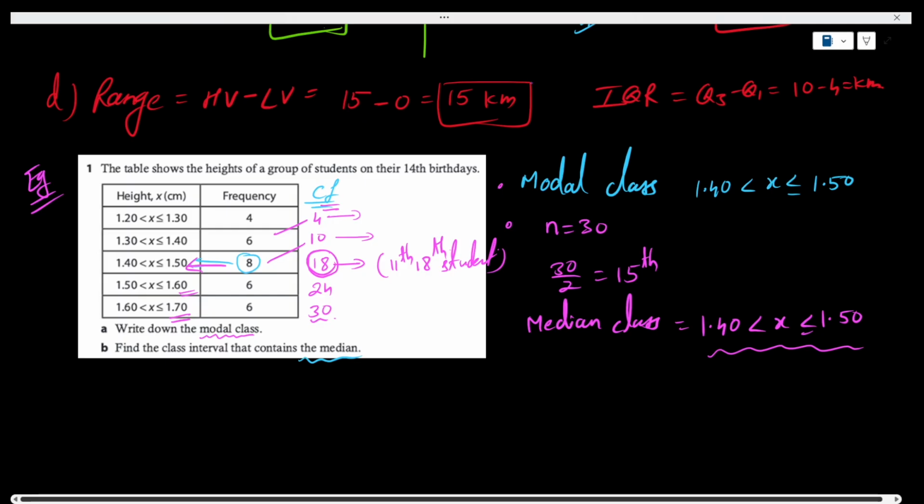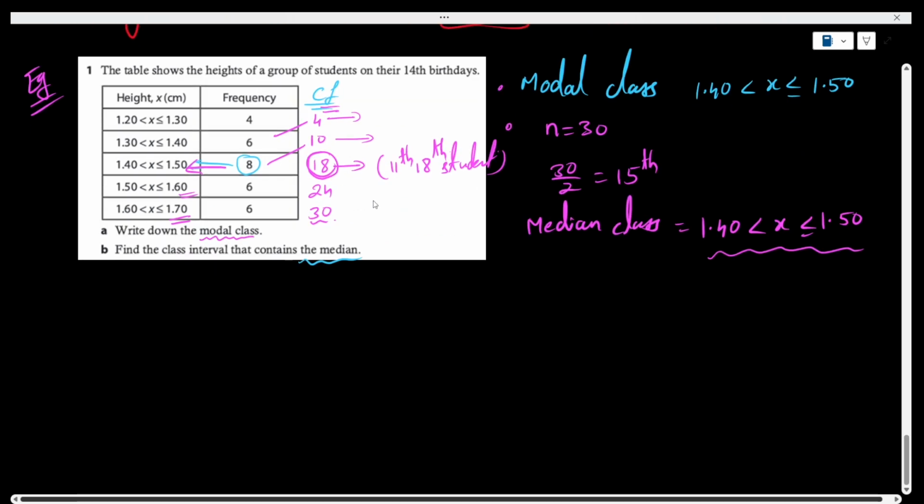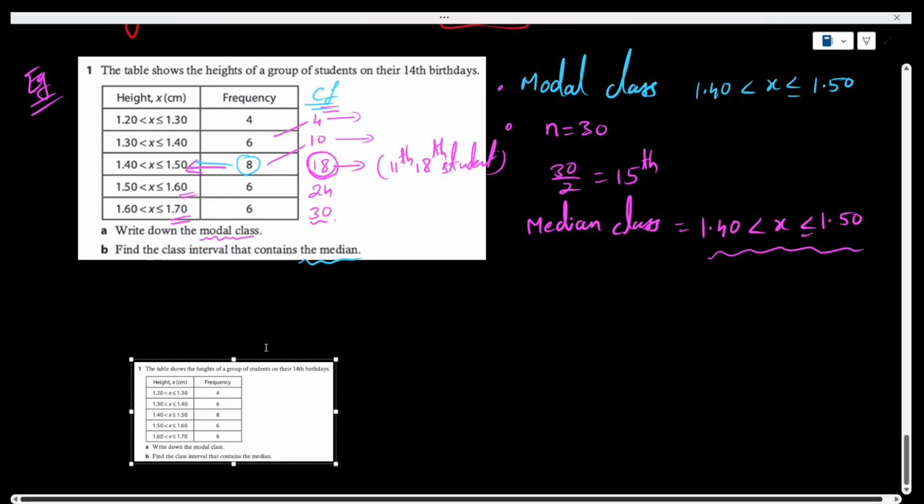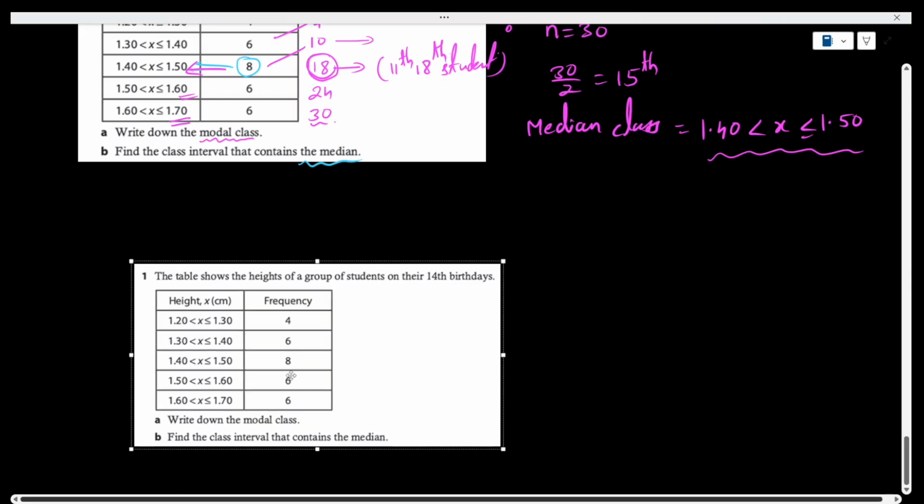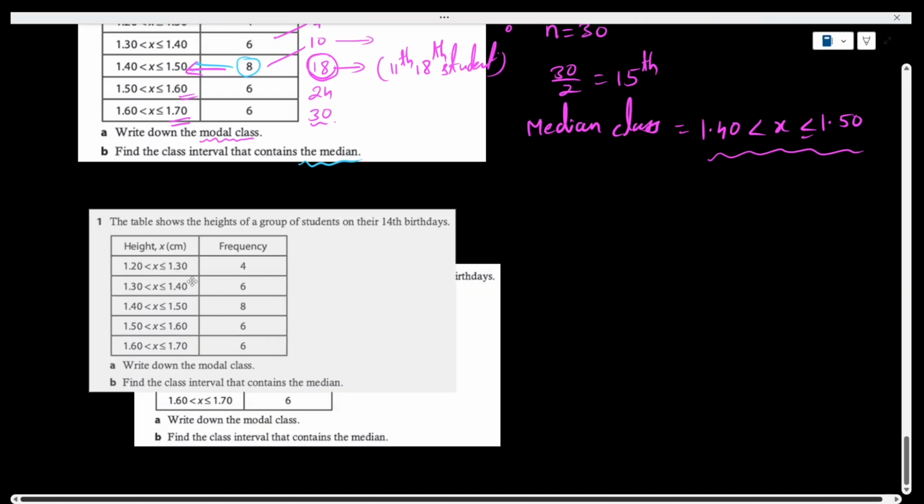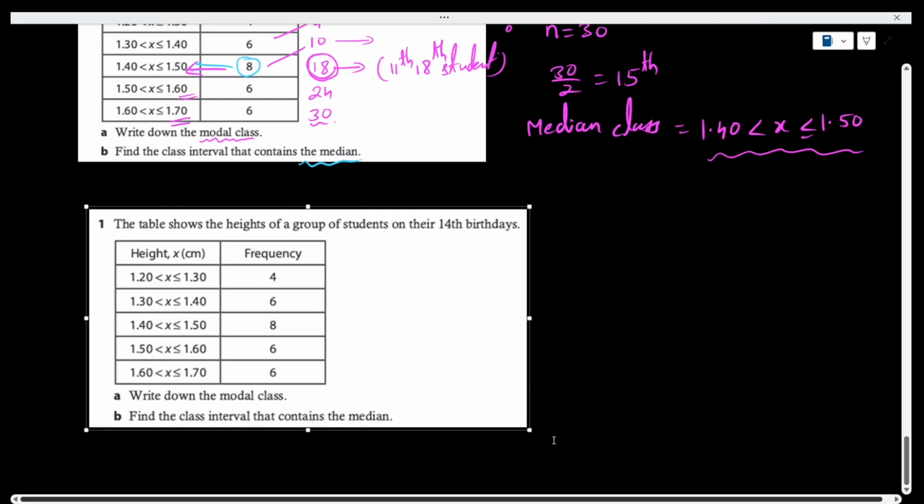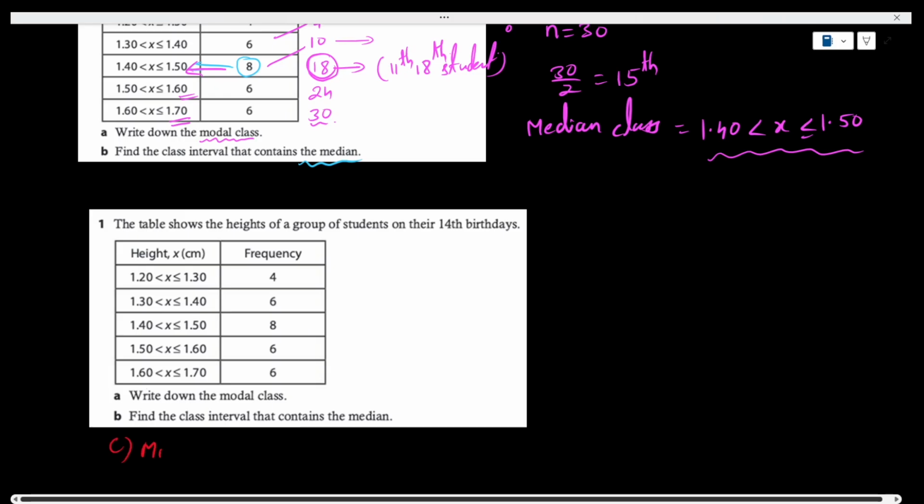Now in this question, because we did not see how to calculate the mean of grouped data, I'll take this question to calculate the mean also of grouped data. So let us take this. There is one extra question here which says that I have to find the mean from grouped data. So the third one: find the arithmetic mean.